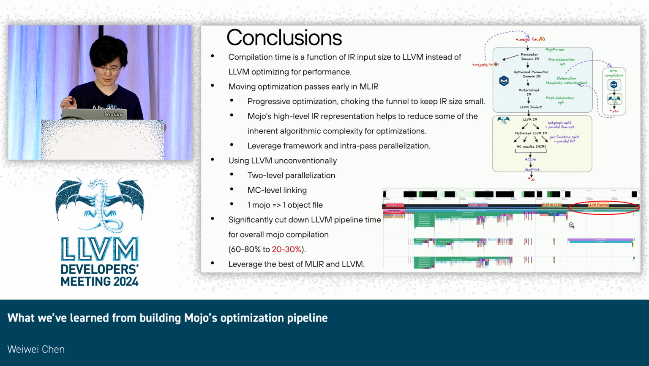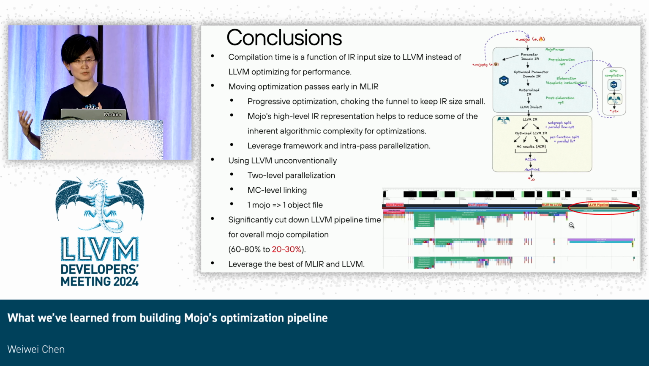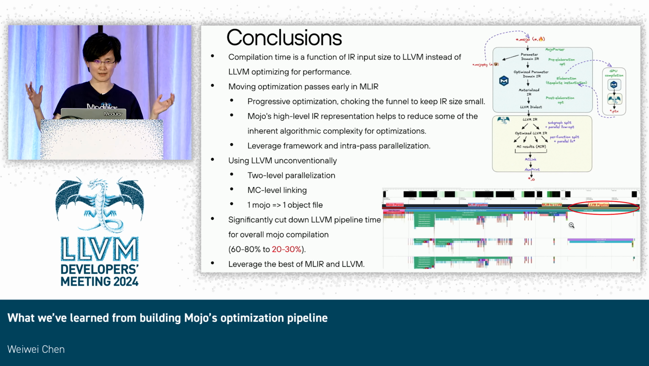So as a conclusion, we think we can build a compiler to leverage the best part of both MLIR and LLVM. We don't have to build a compiler purely in LLVM or purely in MLIR. We can have both of them work together.